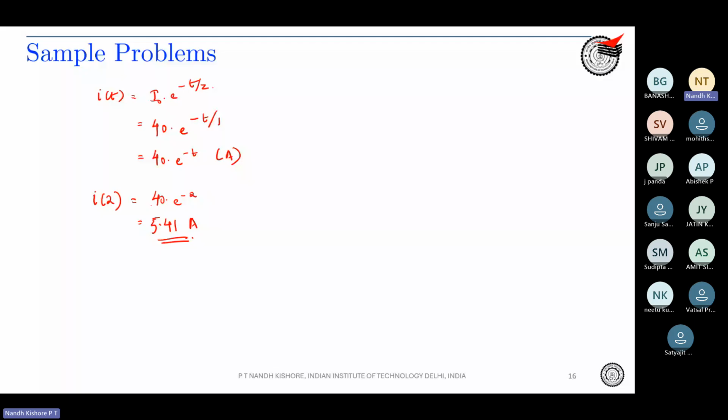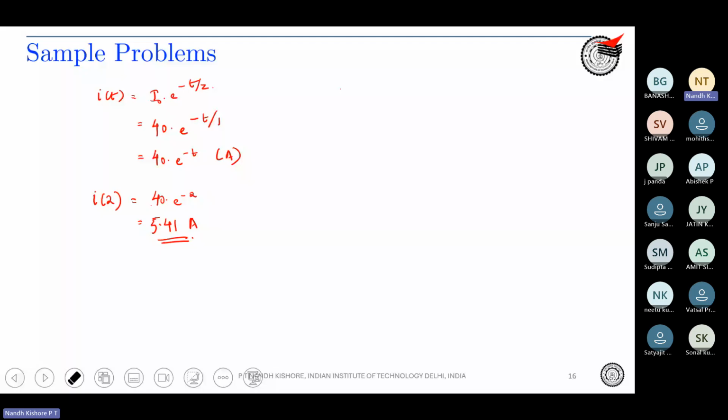So first question, are you able to understand why it is I naught into e power minus t by tau? Why is it not I naught into, let's say, 1 minus e power minus t by tau or something? Are you understanding my question? How did you directly write that? I didn't understand, please explain this. Sure.